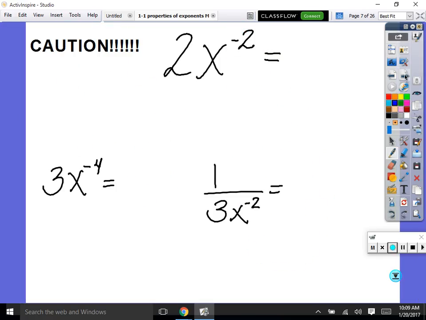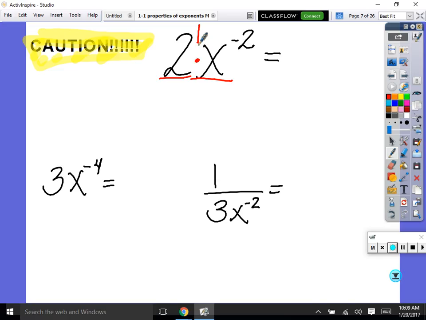Okay, now let me show you a tragic mistake. I put a caution sign because you can't do this. Everybody watch. Very big caution. Looking at this example, 2 times x to the negative 2. 2 is not connected to x to the negative 2, even though it looks like it is. It is not connected. So is it connected? No. 2 is actually raised to the positive 1 power. Isn't 2 to the 1st?